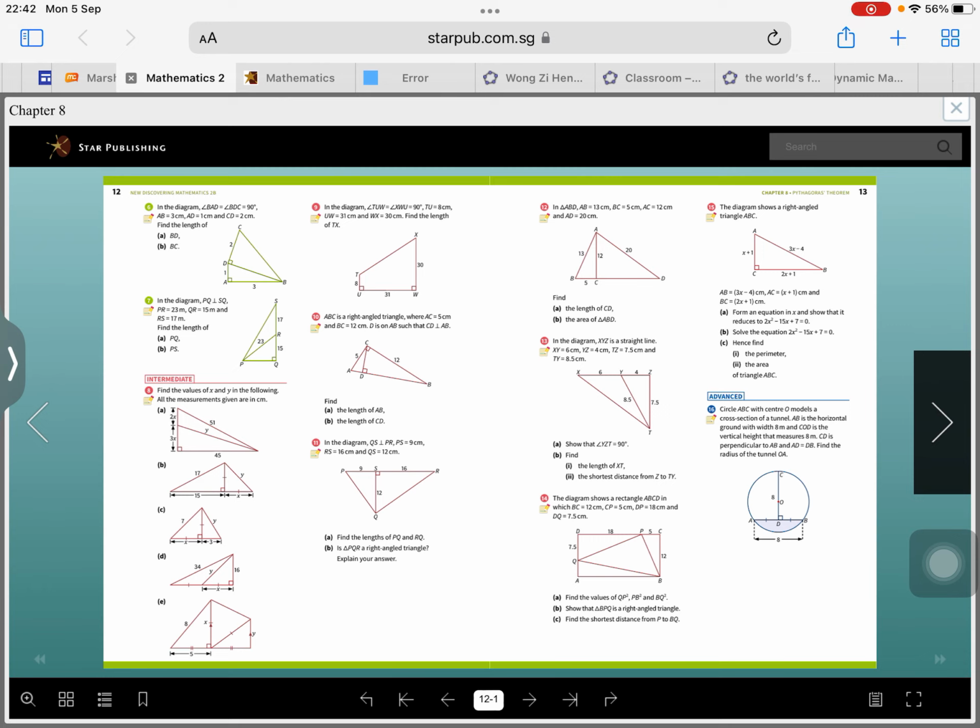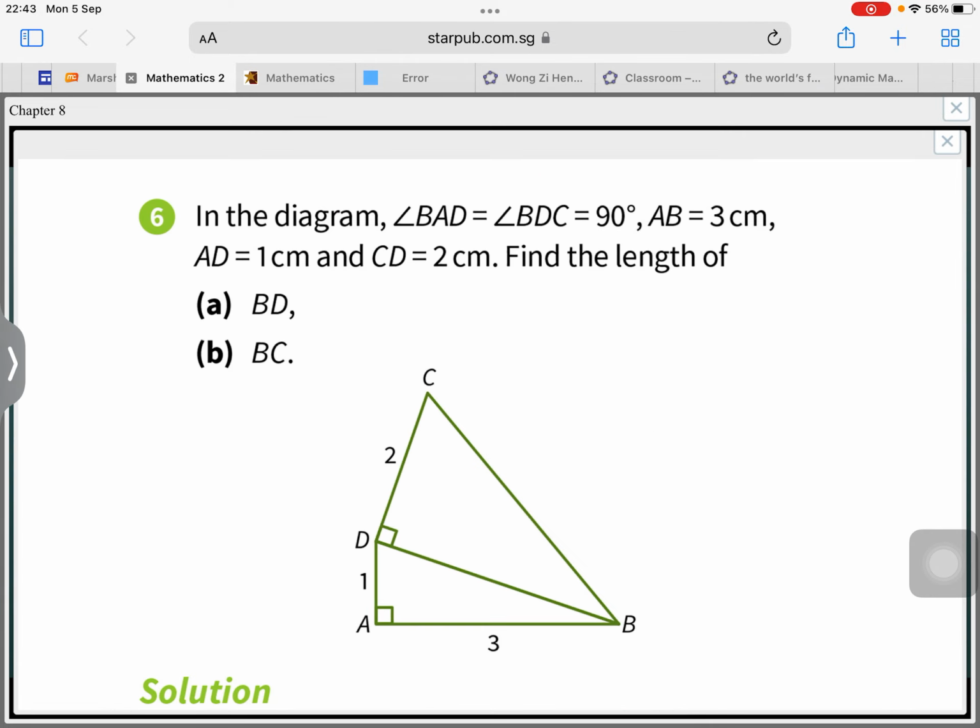Okay, so the 3 questions from exercise 8.1, there's no story, there's no context to it. So it's just straightforward questions. Okay, so over here, if you see, we have 2 right angle triangles. We have ABD and we have CBD. These 2 are right angle triangles. So over here they tell that BAD, this angle is right angle, BDC, this angle is right angle, 90 degrees. They tell that AB is 3 cm, AD is 1 cm, CD is 2 cm. So first they ask you to find the length of BD.